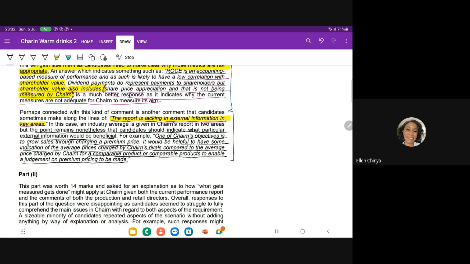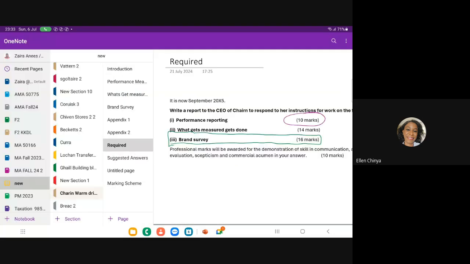So you have to tell the CEO why you are agreeing with something and why you are disagreeing with something. So just remember this why thing while answering any question of the APM paper. All right, so that's basically how we are supposed to do this.